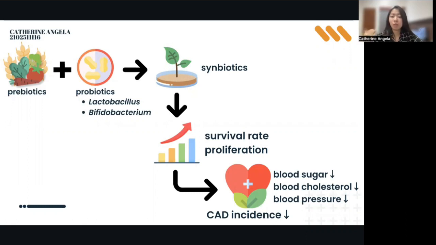Prebiotics in the company of probiotics, especially the Lactobacillus and Bifidobacterium genera, also promote synbiotics. This in turn enhances the survival rate and proliferation of the probiotics, which will provide many health benefits. Furthermore, synbiotics result in decreased concentrations of harmful metabolites, contributing to a decrease in blood sugar, blood cholesterol, and blood pressure levels, and the incidence of CAD in the end. Not to mention that it will increase the intestinal IgA levels as well.